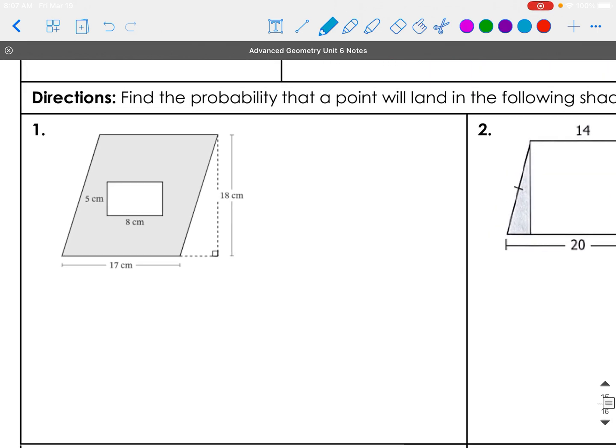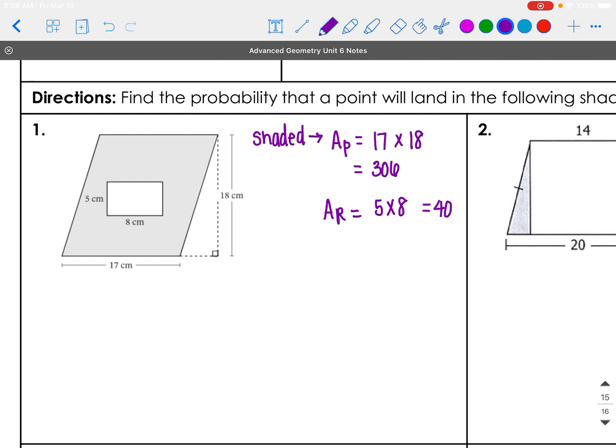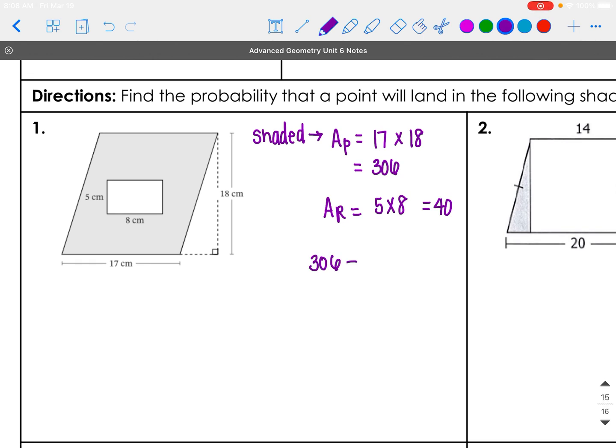All right, so number one, let's find the area of the shaded first. I have a parallelogram with a rectangle taken out of it. The area of the parallelogram is 17 by 18, which is 306. The area of the rectangle is 5 by 8, which is 40. So the shaded region is 306 minus 40, which is 266.